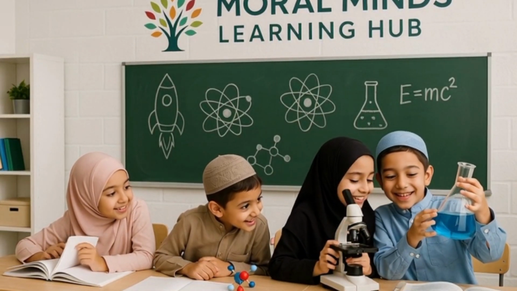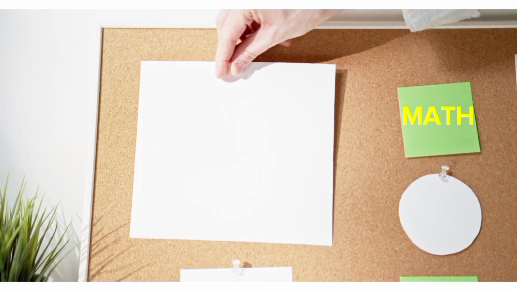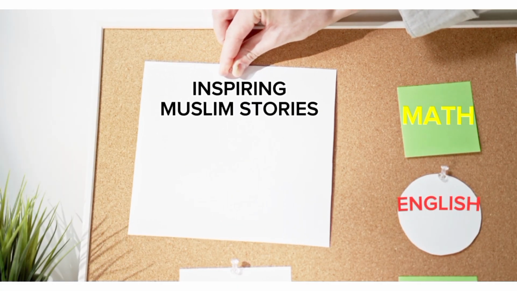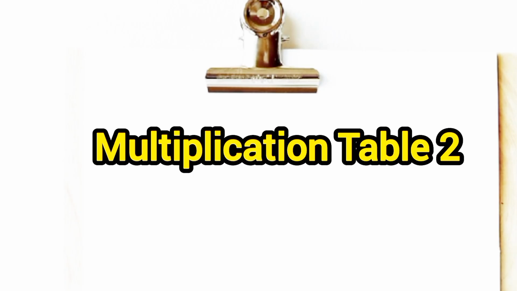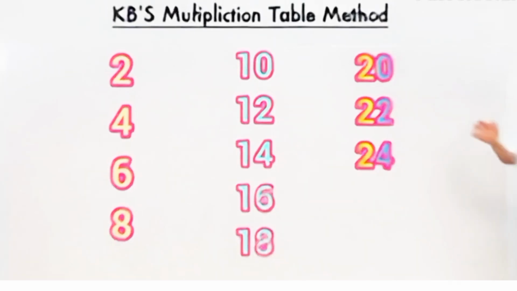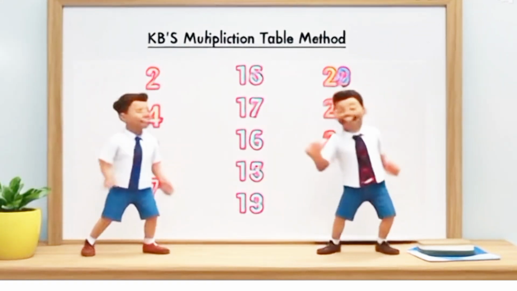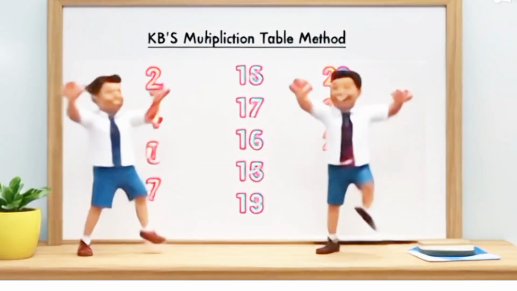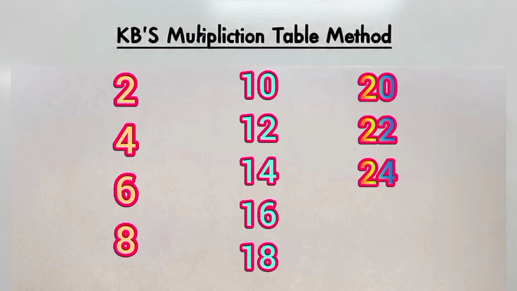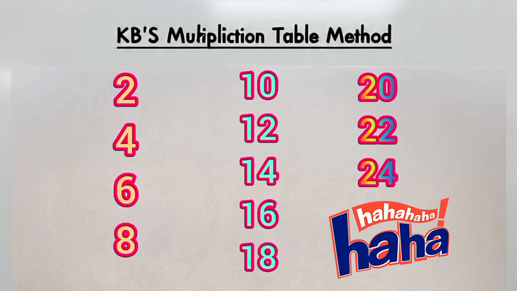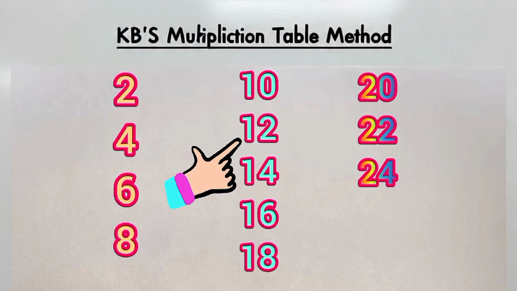Each week, we will dive into fun topics like math, English, inspiring Muslim stories, moral lessons, and even science facts. Today, we're gonna learn the table of 2 using a super cool method called KB's table method. Are you ready? So let's jump right in. Bismillah Rahim. KB's table method breaks down the multiplication table of 2 into 3 easy segments. This way you can memorize it easily and remember it forever.